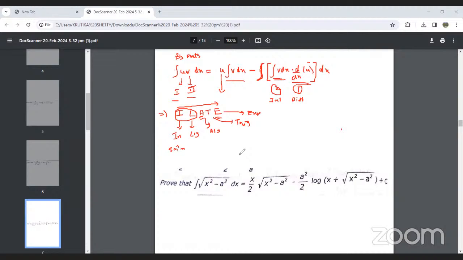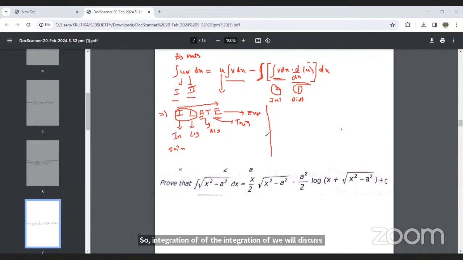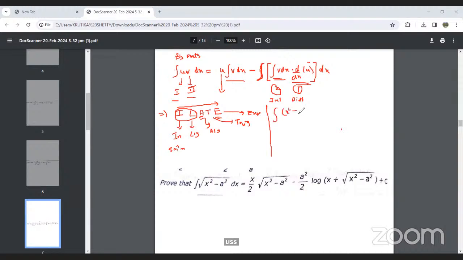Okay, so pay attention. We will discuss a simple example on this: the integration of (x square plus 1) into log x. Integration of x square plus 1 into what? Log x.